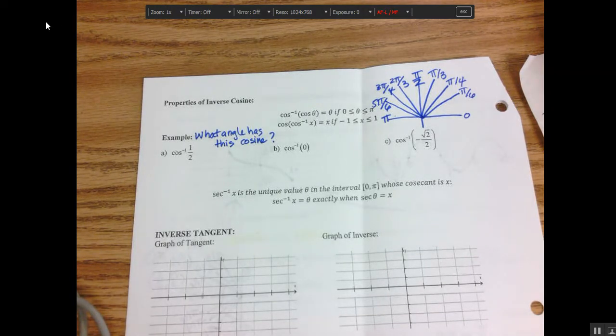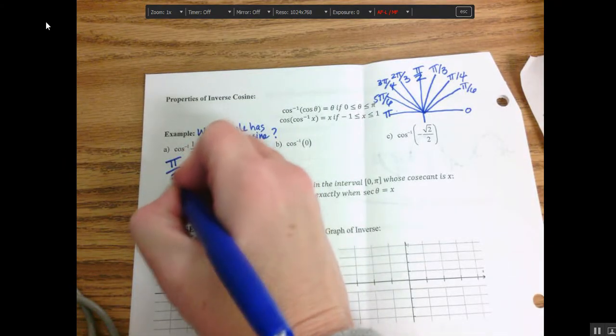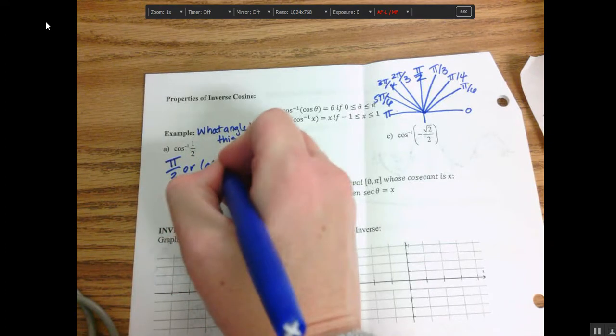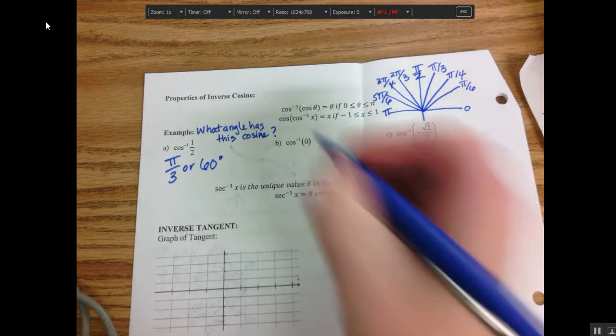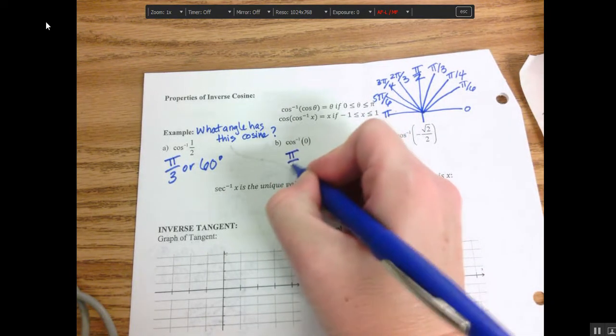Who has the first one? Courtney. Okay, Courtney gets pi over 3. Anybody else get pi over 3? Yeah? Okay. Or what degrees? Okay, raise your hand if you have cosine 0. Oh, inverse cosine 0. Kieran. Anybody else get pi over 2? Good. Awesome.